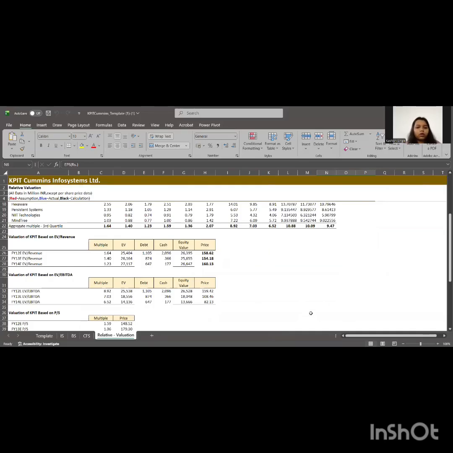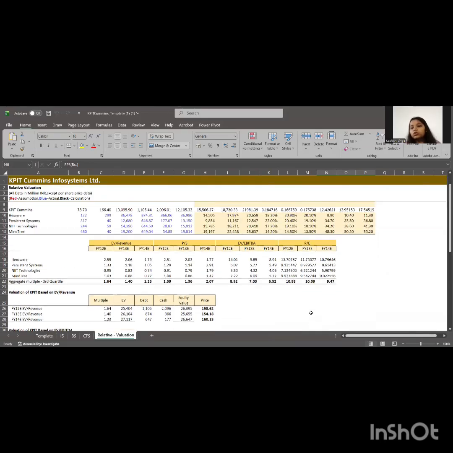So lastly, let's do the interpretation. Once all calculations are done, our calculated fair value per share is 2,000, and the CMP is 1,200. This means there is an upside potential of about 70%. Based on this, we could say KPIT is undervalued relative to peers and may offer a buying opportunity.